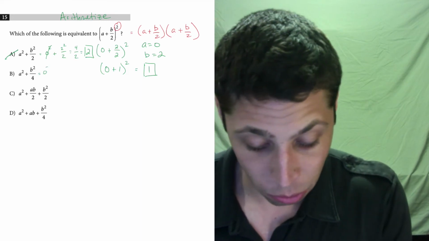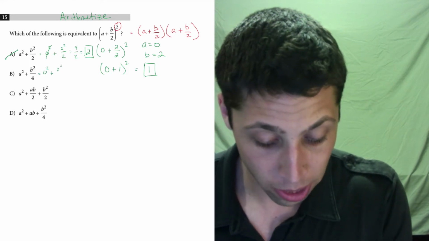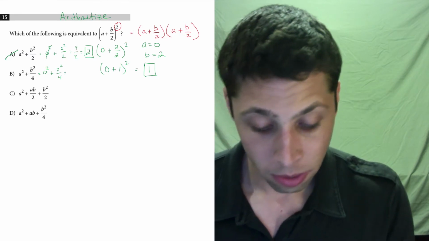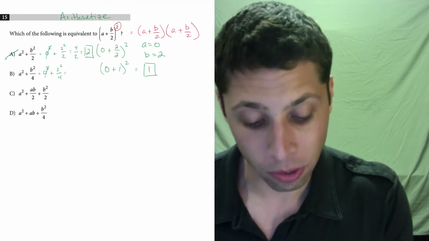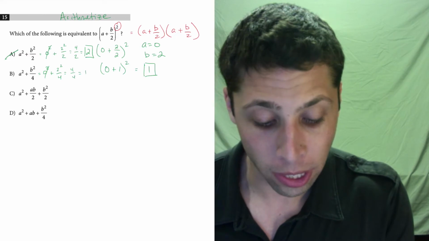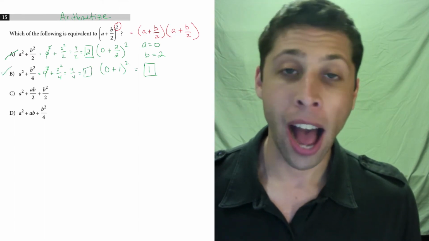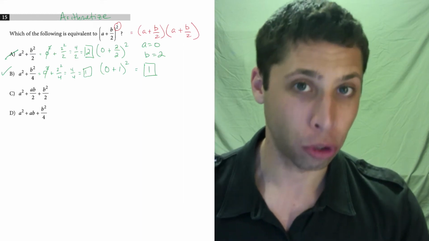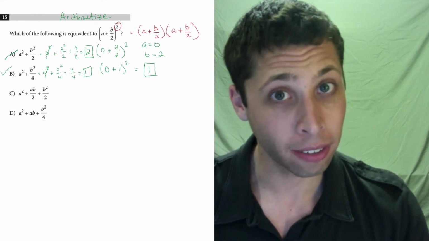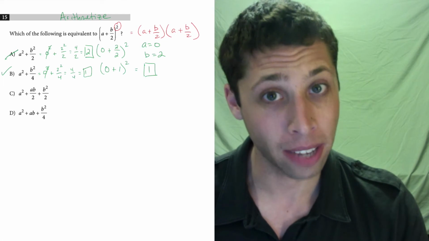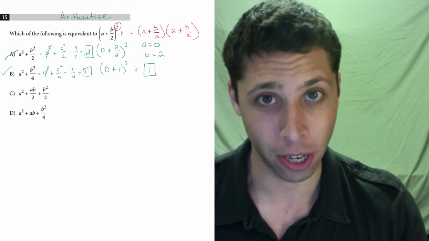So 0 squared plus 2 squared over 4. This goes away again. 2 squared is 4. 4 over 4 is 1. That looks good. But when I arithmetize, I need to try every single choice. If I'm guessing and checking, once I find the answer, I'm done. I've guessed, I've checked, it checked out, you're done.